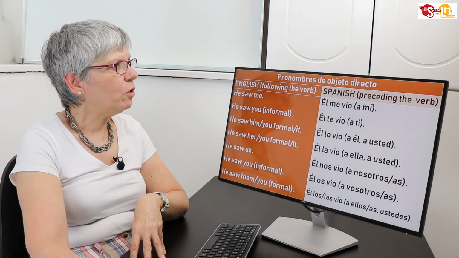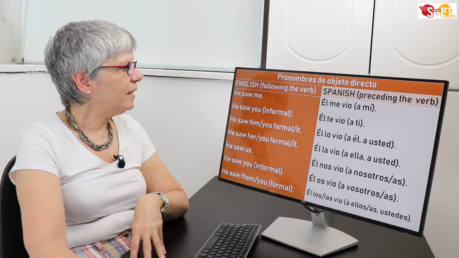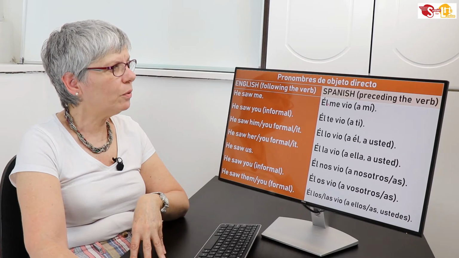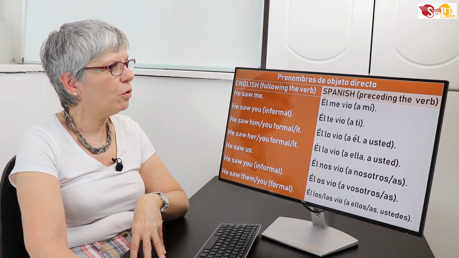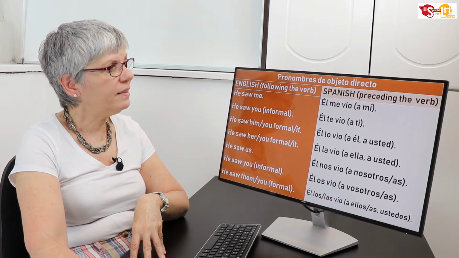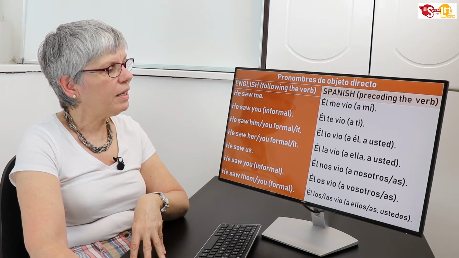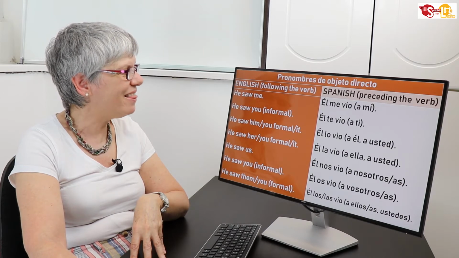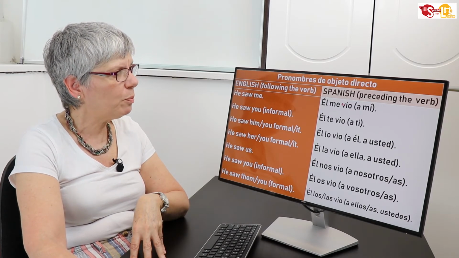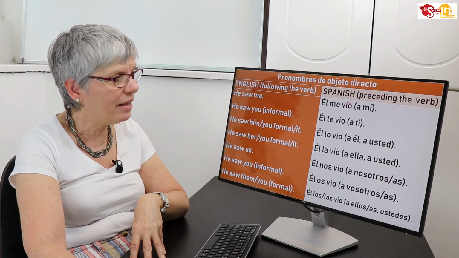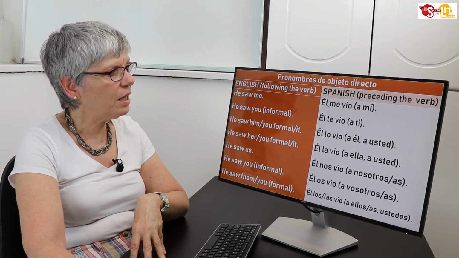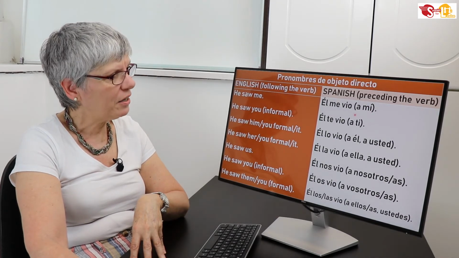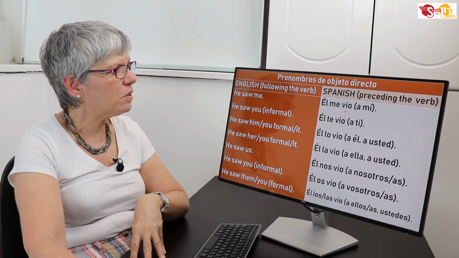Here you have your pronouns. When I say he saw me, for example, we say él me vio, so he saw me. And as you can see, in Spanish we put the me in front of the verb, not as in English. In English we put the verb and then me. In Spanish we put the me here and then the verb. So he saw me, él me vio. I put to me in brackets for clarification. So él me vio, he saw me.